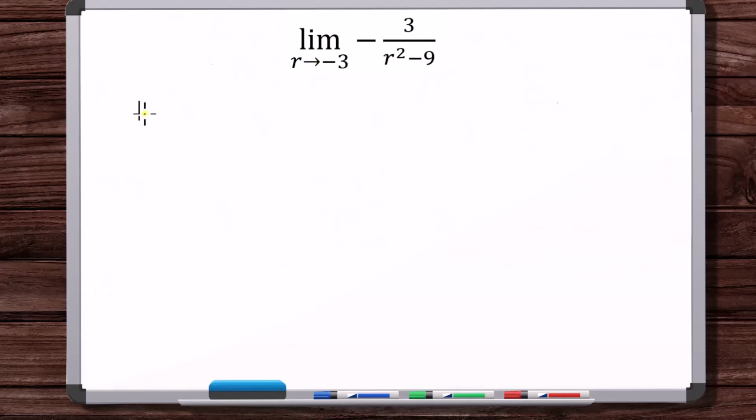So, okay, as r approaches -3 from the left, this means that you've got -3.01, -3.001, -3.0001 being plugged in here.